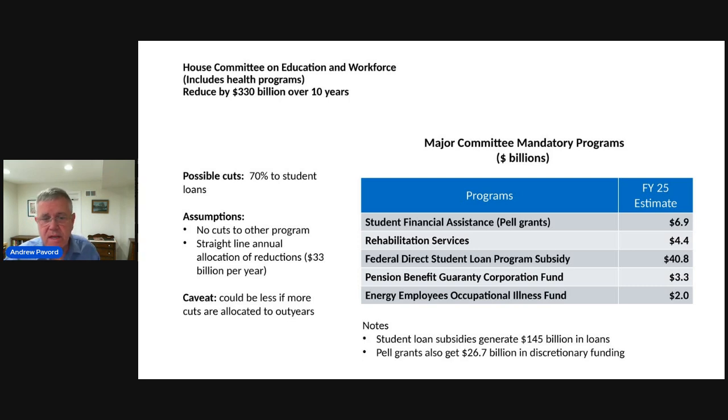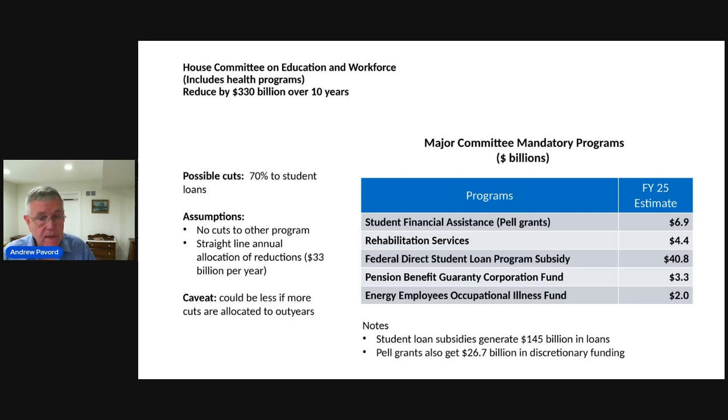And the biggest one is student loan subsidies. And that's about $40 billion a year. Now note that that's a subsidy to a loan program, and that the actual amount of loans is $145 billion a year. And so to get a $30 billion cut a year, you're looking at cutting 70% of the student loan subsidy, which means you would cut about $100 billion of loans a year from students. And that, of course, is going to impact universities, because they're going to lose $100 billion in revenue a year.